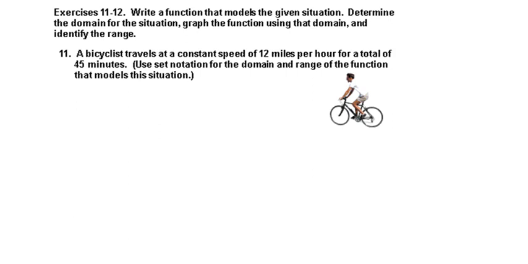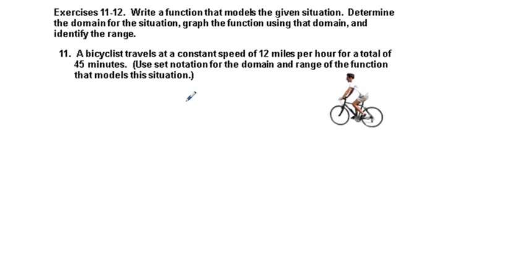This set here, real world situations, is historically one of the more challenging things we do in algebra, the application of it. So we may be able to spend some time in class. Anyway, exercise 11 and 12: write a function that models a given situation, determine the domain for the situation, graph the function using that domain, and identify the range. Well, a bicyclist travels at a constant speed of 12 miles per hour for a total of 45 minutes.